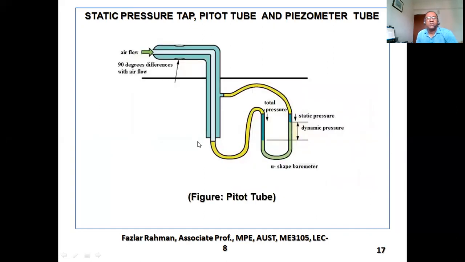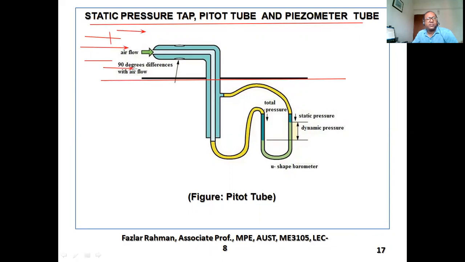Now, how do we measure the pressure by using a pitot tube? This is the configuration of the pitot tube. And in our lab, if you see the wind tunnel, they have used the pitot tube. And how does it work? Say you put this in a pipeline or in a flow, say air is coming with a certain velocity. Air is coming along this direction.